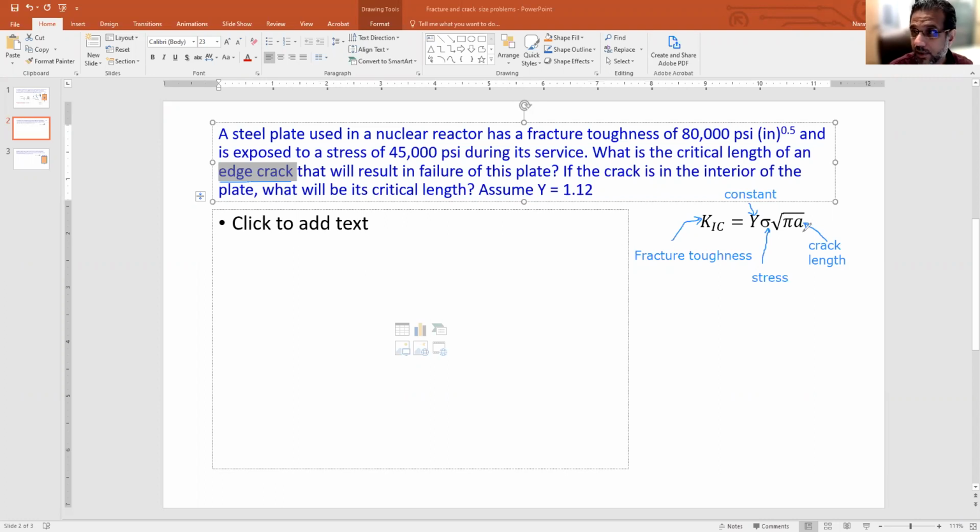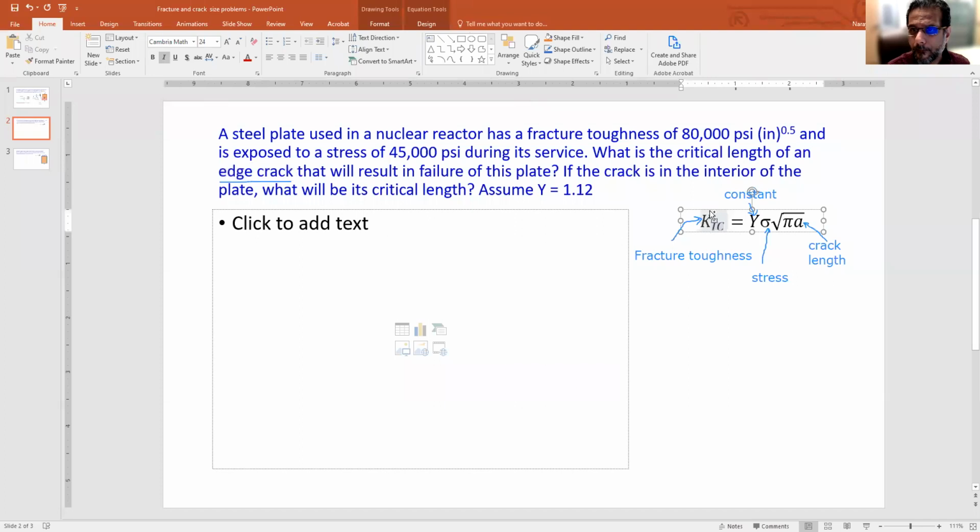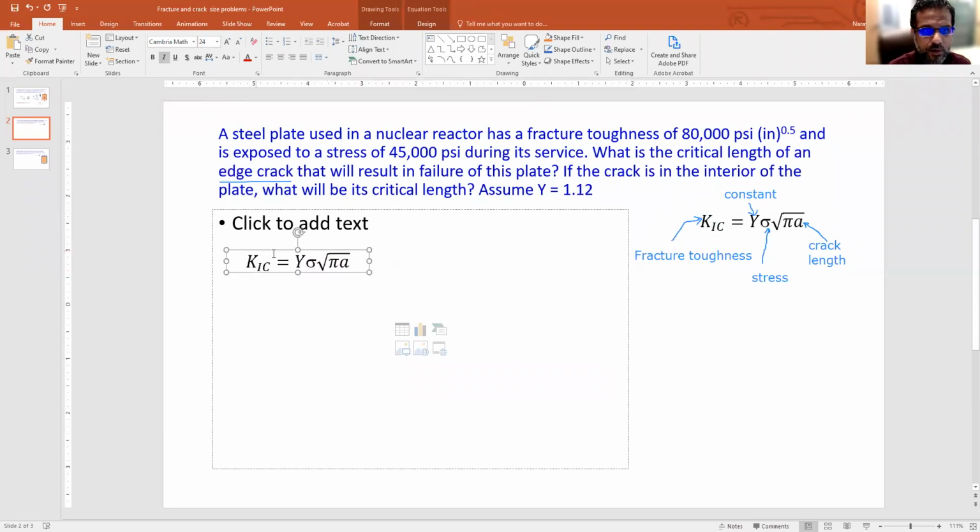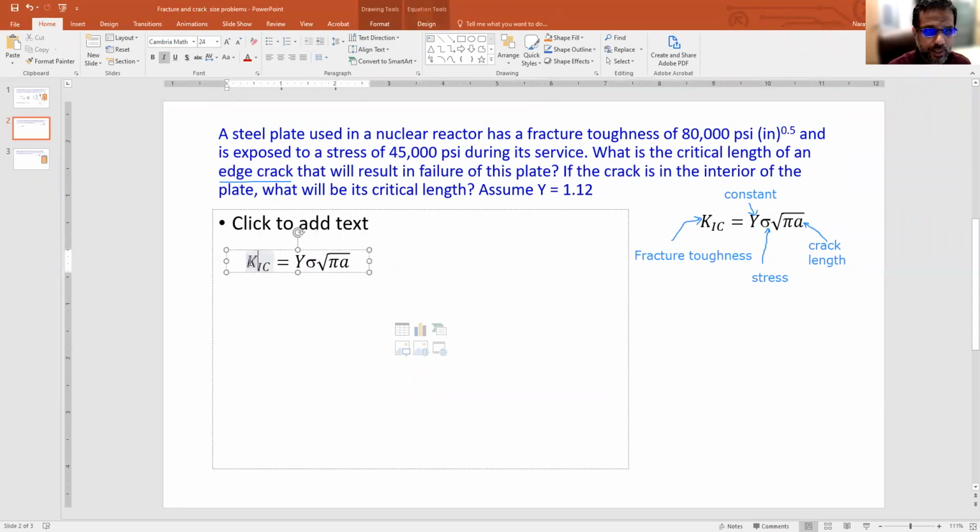If it's an internal crack, the crack length is 2A. So remember that. Knowing that, all you need to do is a simple replacement of numbers in this equation. K1C is given as 80,000 psi times square root of inch. Make sure that your units are consistent.